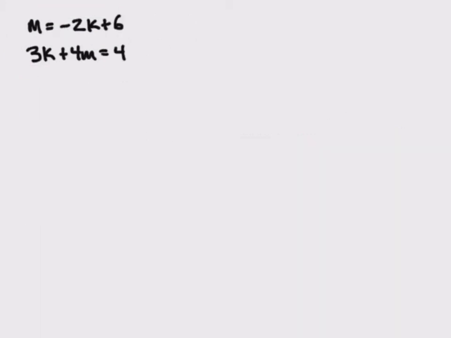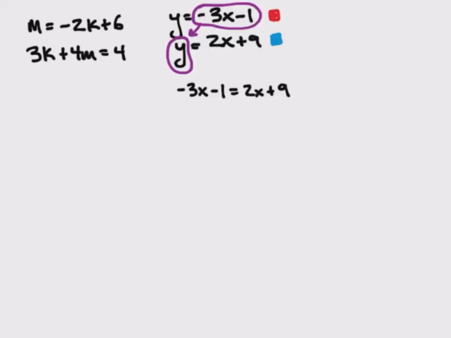All right, let's try another. Now let's try to solve the system of equations m equals negative 2k plus 6 and 3k plus 4m equals 4. Now a big difference here from our first example is that we don't have just m equals and m equals again. Remember before we had y equals negative 3x minus 1 and y equaled 2x plus 9, so we just got to set negative 3x minus 1 equal to 2x plus 9 and life was good.